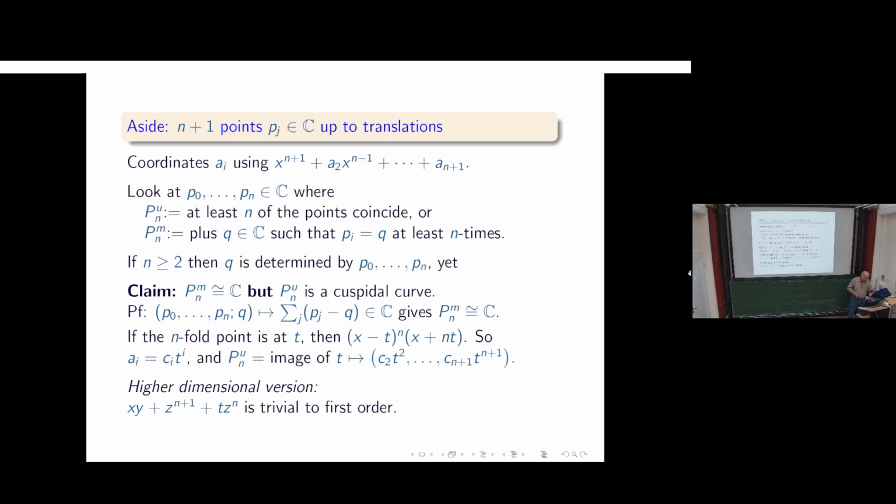But these two do not have isomorphic moduli spaces. I claim that when I specify the point, the moduli space is isomorphic to C. When I do not specify the point, the natural moduli space is a cuspidal curve. So let's see. If I have n+1 points and q, I can just take the sum. Of course, almost all of them are 0. There is one difference, how different it is from q. And so this gives me the isomorphism.